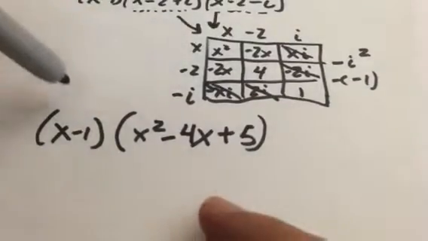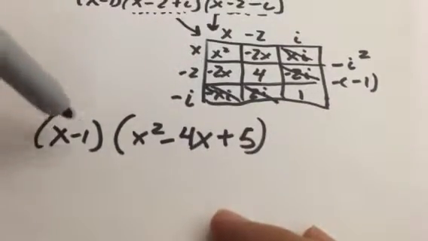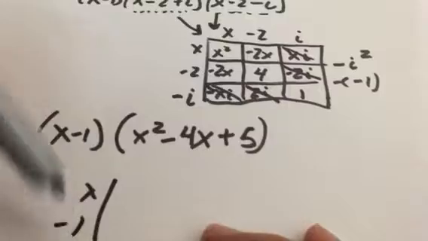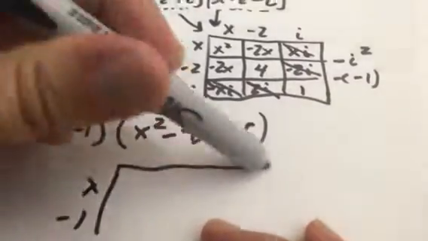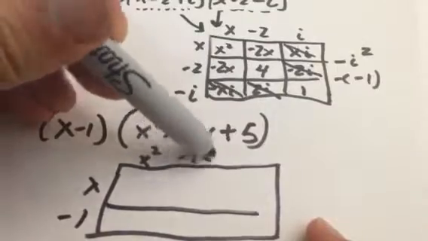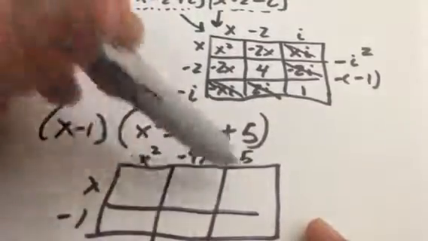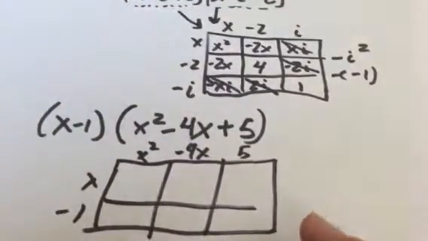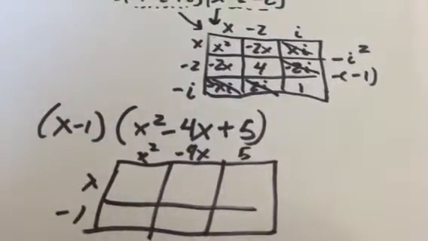And then if I want to multiply this one out, I could just set it up again so that I have an x and a negative 1. X squared minus 4x plus 5. And multiply it out and get my answer. Okay, I hope that's helpful.